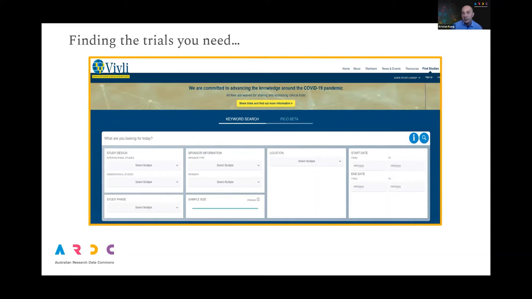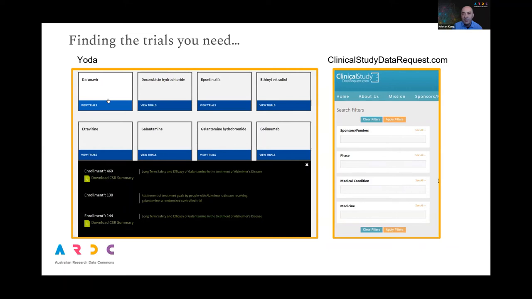When using a data sharing platform, the first thing most users interact with is the search or browse functions. On the Vivli platform, apart from searching via keywords, we see a number of search filters that allow users to search for trials using fields like study design, trial phase, and sample size. On Yoda and clinicalstudydatarequest.com, we see search fields for medicine or treatment type and medical condition. The categories used in these fields influence the findability of data, as they determine the search results we receive back from the platform.